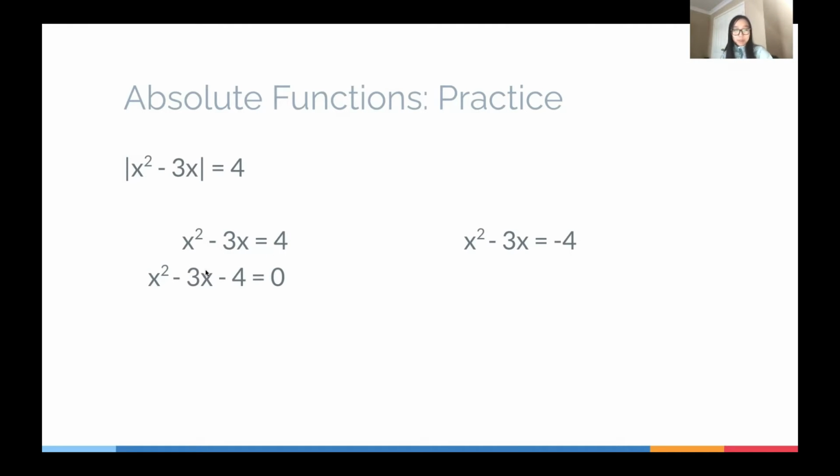We subtract 4 from both sides, and then we can just factor it. I think you guys know how to factor, so that's fine. So if we factor it, we can just get our solution. So we know that x is -1 and x is 4.